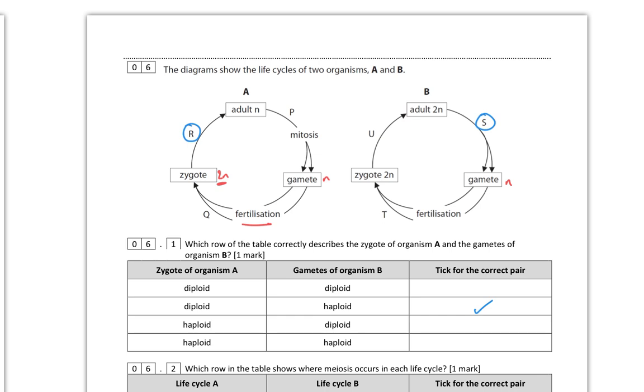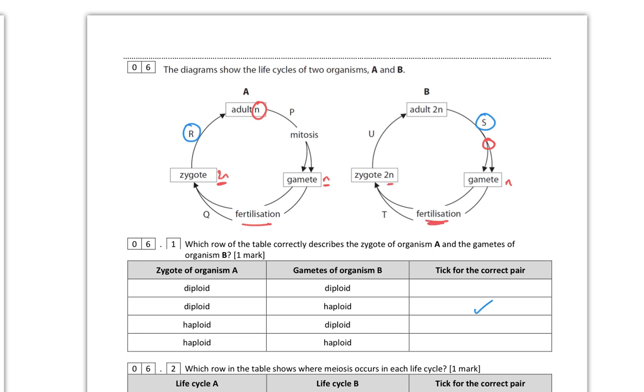And therefore, what it's telling me here that it's N, so I know that meiosis happens at R. And therefore, the gametes must still be N. And gametes have to be N because they're going to fuse, as in haploid. And on B, I can see this dividing arrow here. So the gametes must be N because I get my fertilization and 2N.